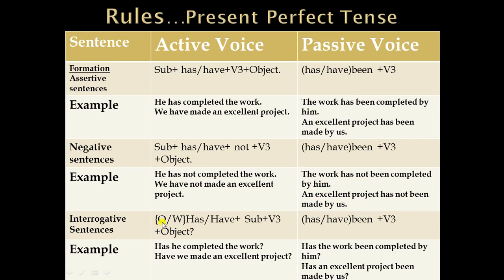If you have a question word, it comes at the beginning. Otherwise, has, have start the question here in present perfect tense. Has, have come at the beginning of the sentence in interrogative sentences. The same happens in passive voice. Has, have come at the beginning. Then comes the subject and then been. And then after that, we use the third form of the verb. Has he completed the work? It is changed like this in passive voice: Has the work been completed by him? Have you made an excellent project? And has an excellent project been made by us?